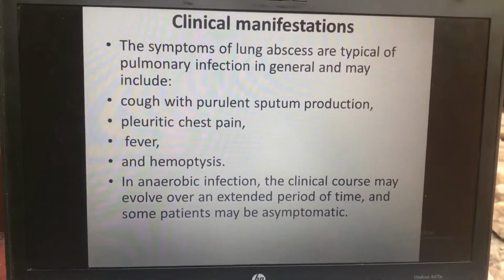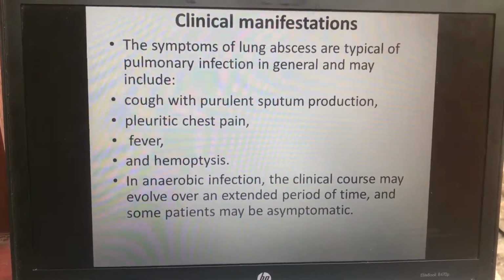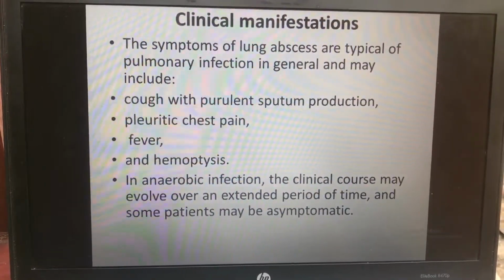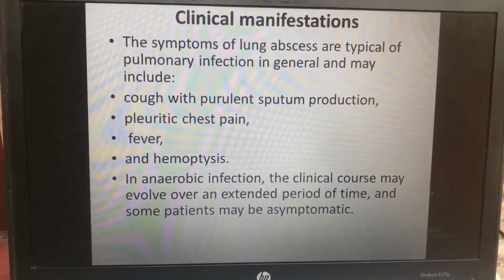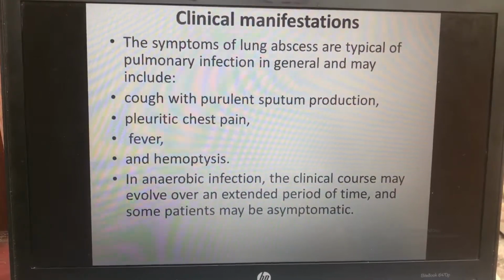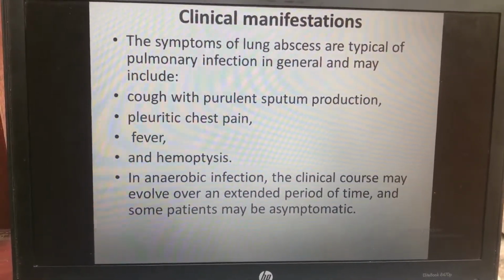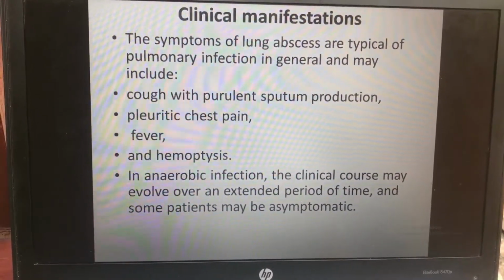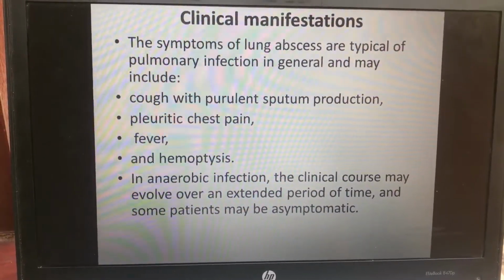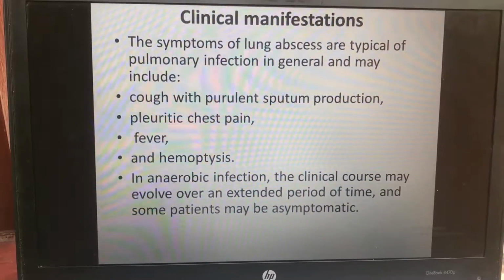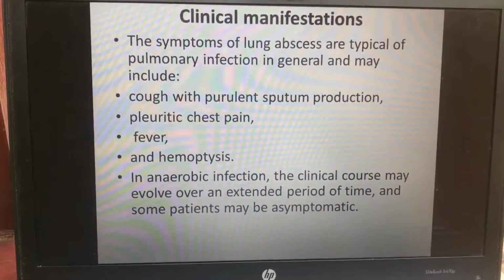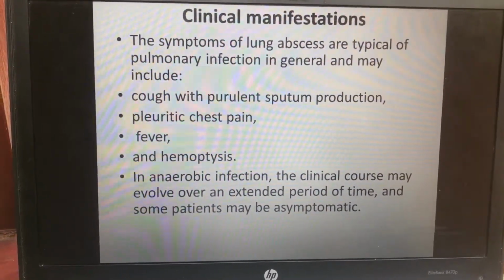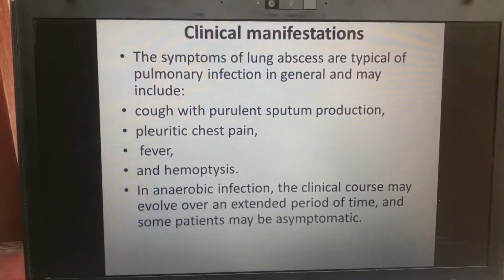Clinical manifestations of lung abscess. The symptoms of lung abscess are typical of pulmonary infection in general and may include cough with purulent sputum production, pleuritic chest pain, fever, and hemoptysis. In anaerobic infection, the clinical course may evolve over an extended period of time, and some patients may be asymptomatic.